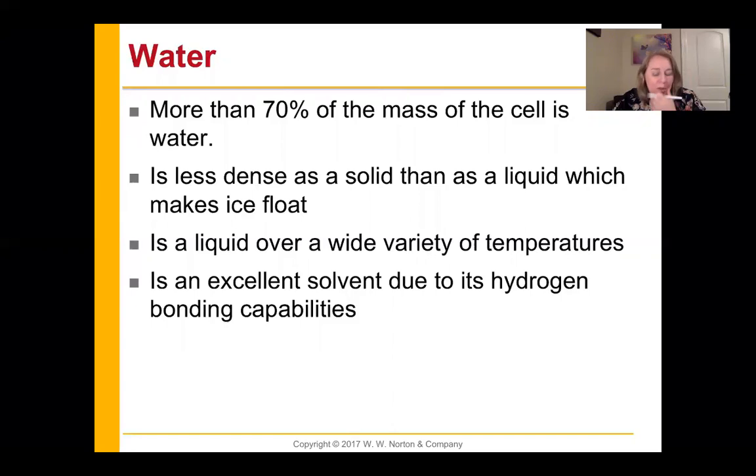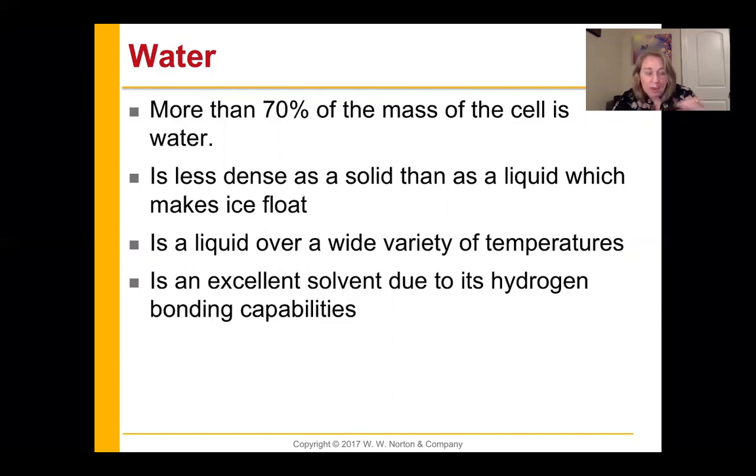But what's really, really amazing about water is that it is less dense in the solid form than it is in the liquid form. So ice floats in water. This is the only substance that does that. It's crazy, but super, super important, right?